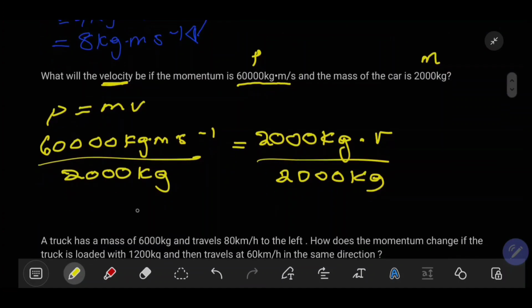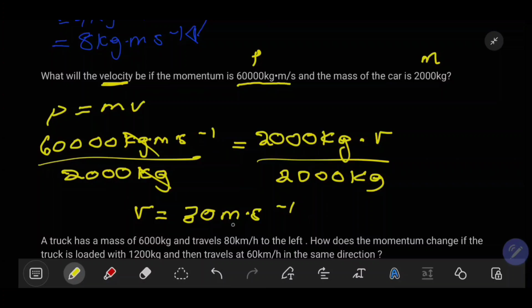Then we get that our velocity v is equal to, when we use our calculator, 30 meters per second, because this kg will cancel this kg and then we remain with meters per second.